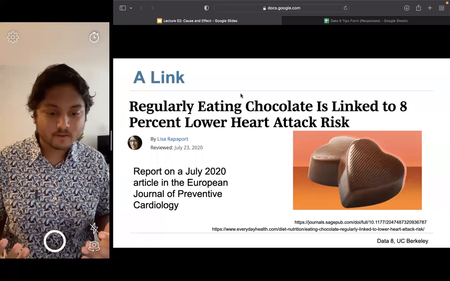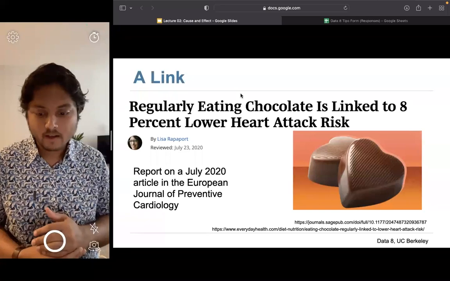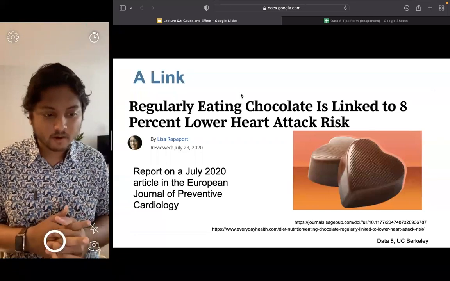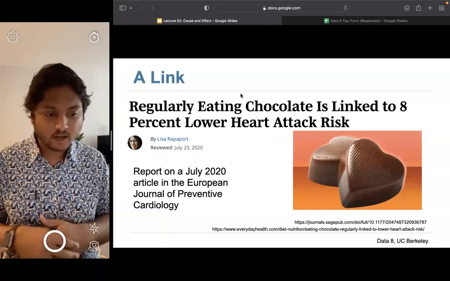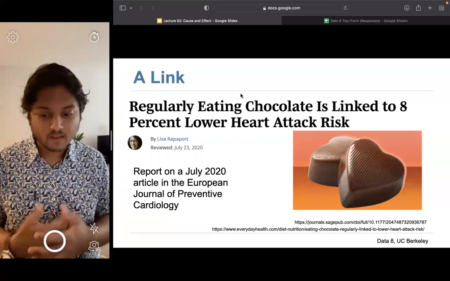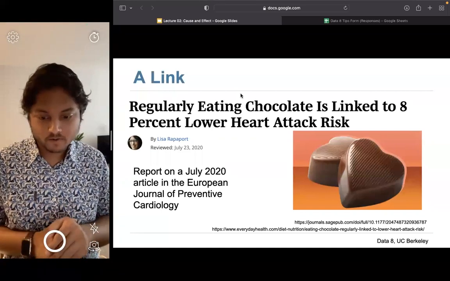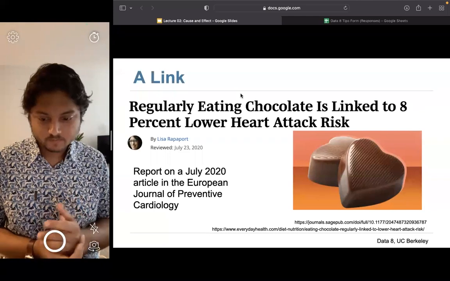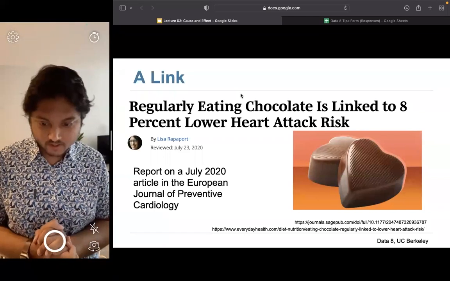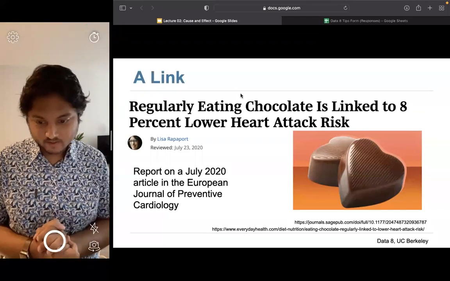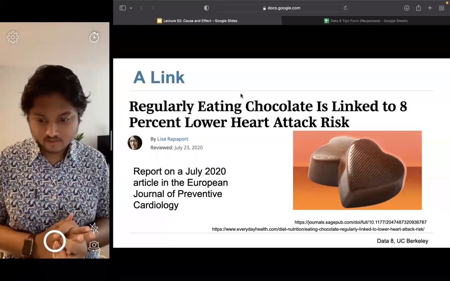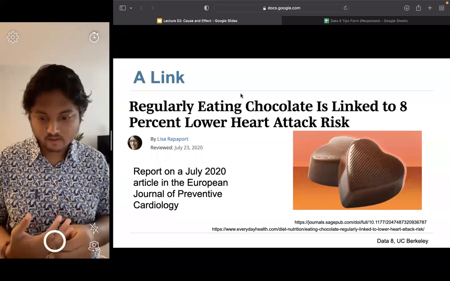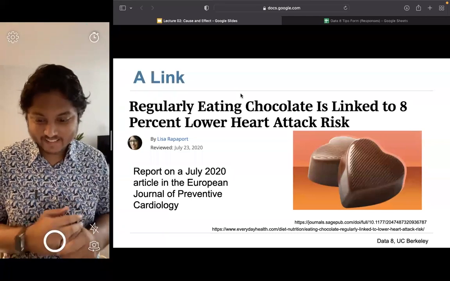When it says linked to 8% lower heart attack risk, any thoughts? What do you guys think? When you see that, if you had to interpret that and say that in English, how would you say that? Correlation, causation, association, associated with, should eat more chocolate. I like that.